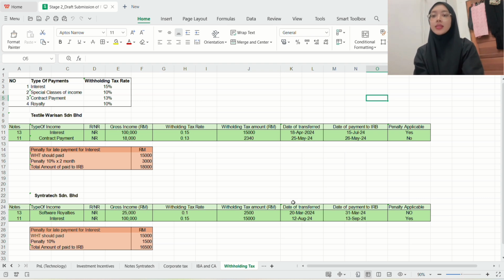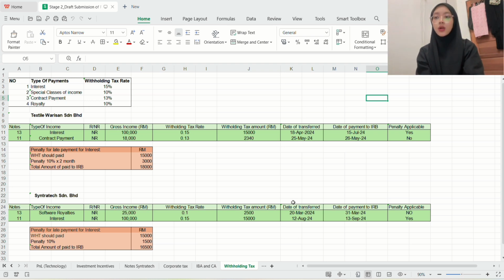There is a penalty for late payment of interest. The penalty 10% should be multiplied with the withholding tax that should be paid, which is 15,000. After that, we will get 1,500 for the penalty, and the total amount of paid to IRB will be 16,500 after we add the withholding tax that should have been paid and the total penalty that we calculated earlier.